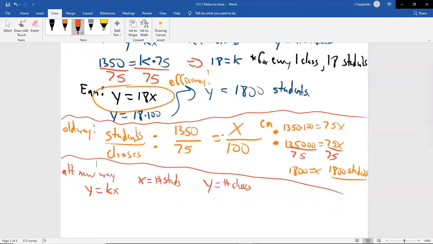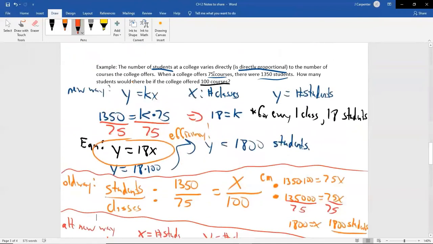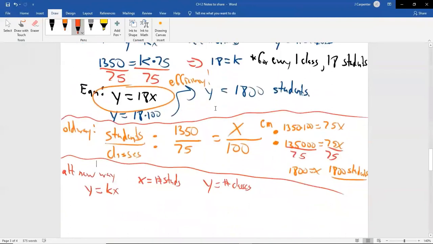Okay, so we said when there was 75 courses, there were 1,350 students. So 75 courses, that's now the Y, so the 75 goes on the left. The K times the 1,350 is now on the right. So you're going to divide both sides by 1,350 to solve for the K here.